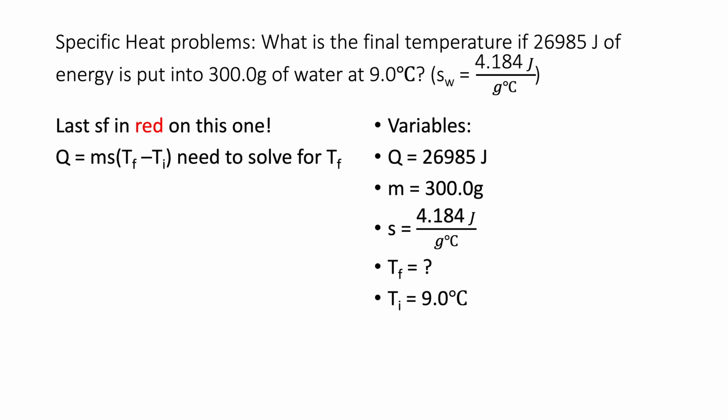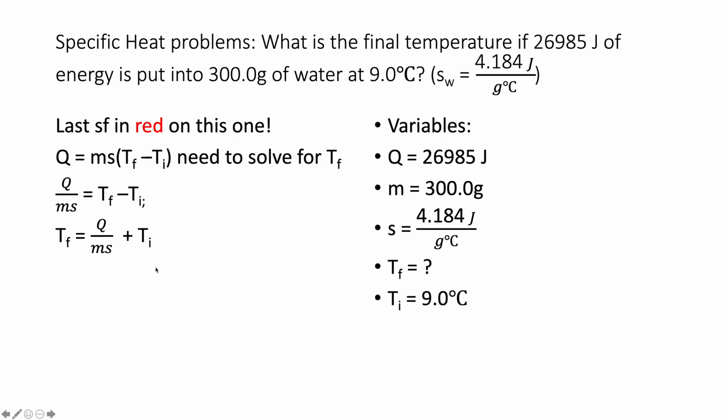All right, so let's go over here, and I'm going to keep track because we have addition and subtraction here. We have to watch this. So we want to solve for TF, so this will be a good review. I'm going to divide both sides by MS. So Q over MS is going to be TF minus TI. And I'm going to add TI to each side. So that means TF is going to be Q over MS plus TI.